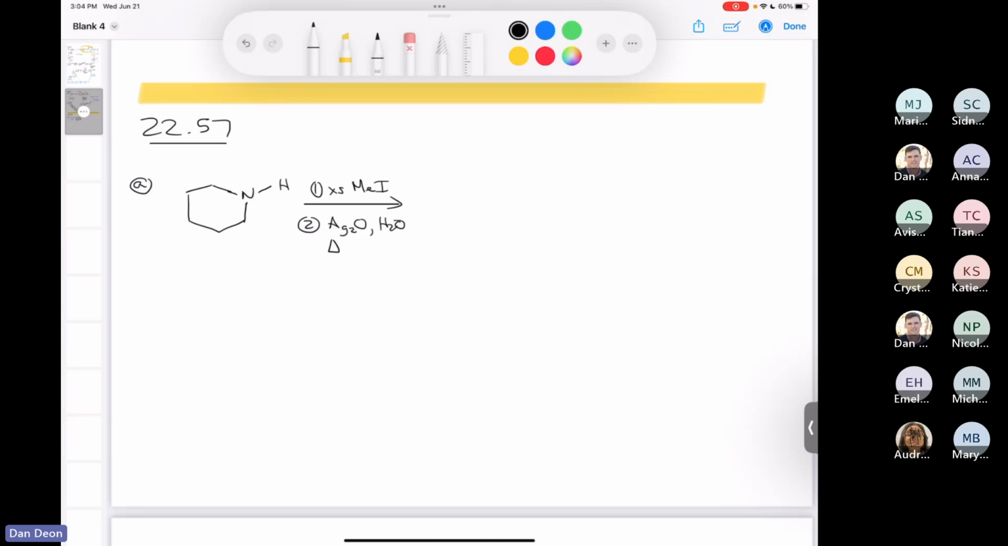Did I do it incorrectly here? Because I had done this question a while ago. Yeah, it says predict the product of each of the following reactions. So let me write this down here.